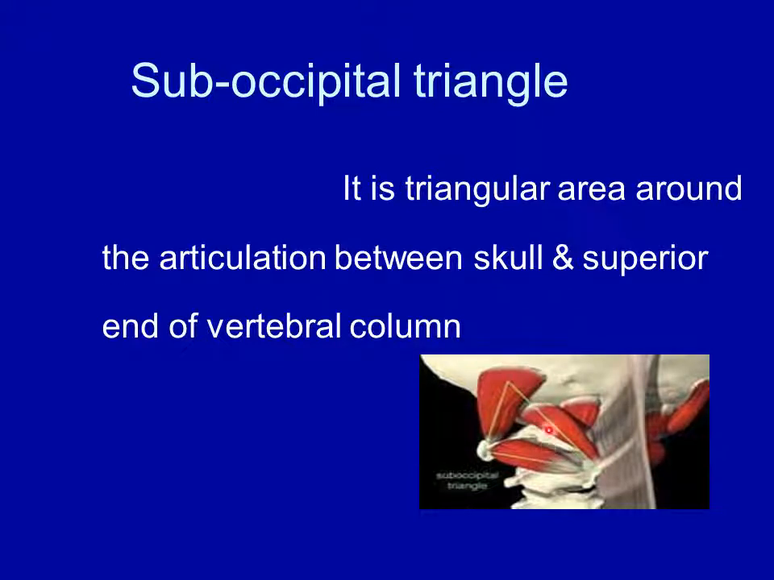So between the superior end of the vertebral column and the skull we have a triangle which is known as the suboccipital triangle. We will be discussing the boundaries and contents of the suboccipital triangle. Before we proceed to the boundaries and contents, I will be discussing the muscles of the suboccipital triangle in detail. We shall see the origin, insertion, nerve supply and action of those muscles, and then afterwards we will discuss the boundaries and contents of the suboccipital triangle.